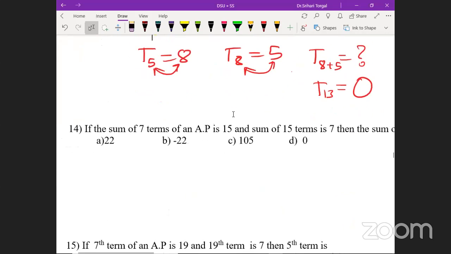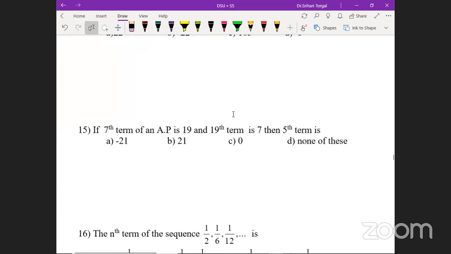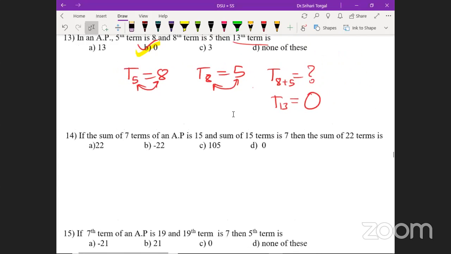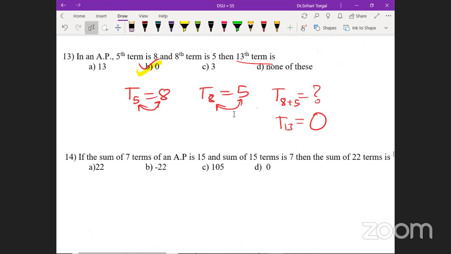Next. Now tell me. Question number 14. No. It is not option D is 0. No.